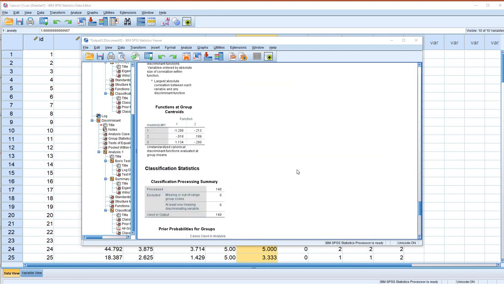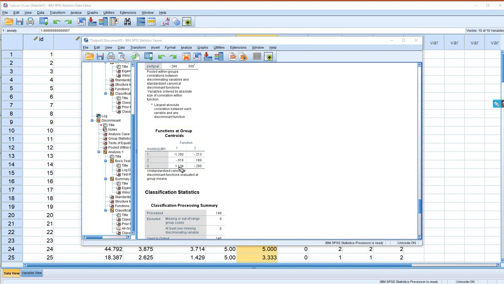So if we scroll back up and look at our functions at group centroids, you can basically see that, remember, if we name function 1 academic investment, then what that would be telling us is that students in the low mastery goals group were lowest when it comes to academic investment, whereas those students that are highest in mastery goals would have the highest levels of academic investment. Then obviously the academic investment for the middle group is falling in between those 2 other groups.